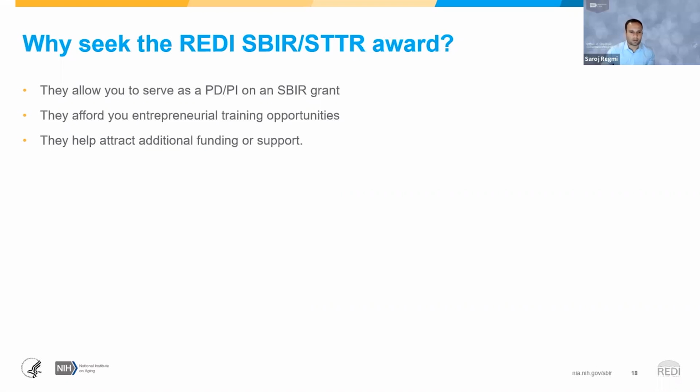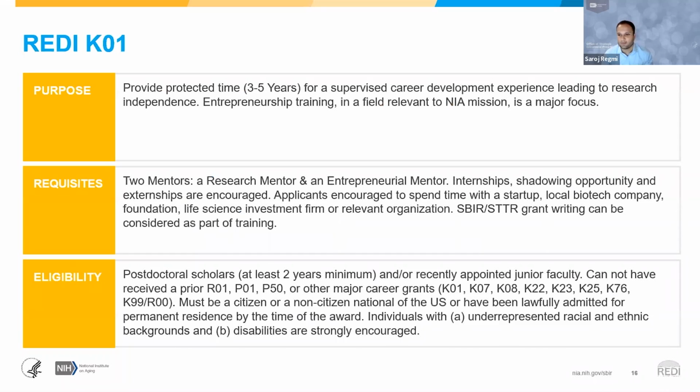Yeah, so if you go to slide 16, 2 slides before this, Monique or Melissa. Yes, I think we've laid out the eligibility criteria here quite well. So postdocs that have at least 2 years of postdoctoral experience, recently appointed junior faculty, they remain eligible as long as they don't have a prior R01, K01, P50, or any other major career grant that includes K01, K07, K08, K22, K23, K25, K76, as well as the K99/R00. And if they are permanent residents or citizens of the US, if all of these eligibility criteria are met, then they remain eligible. I want to thank the participants for sending questions.